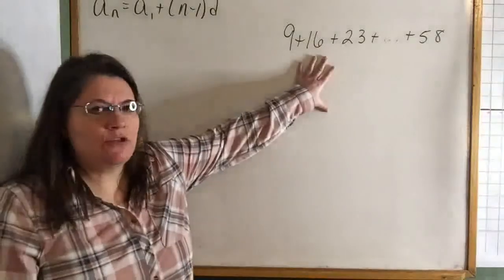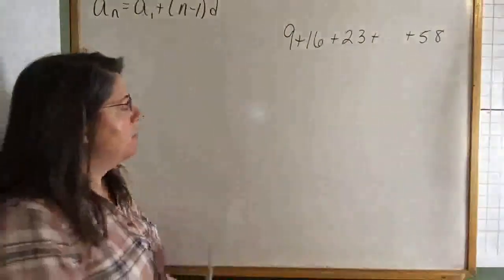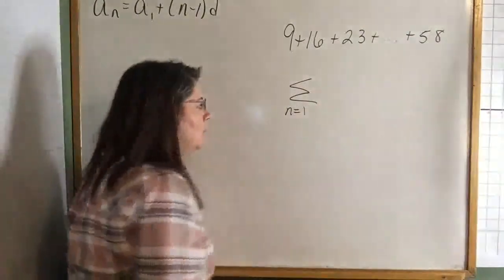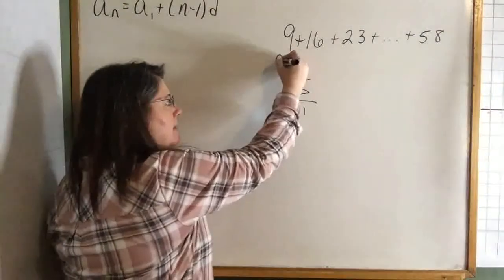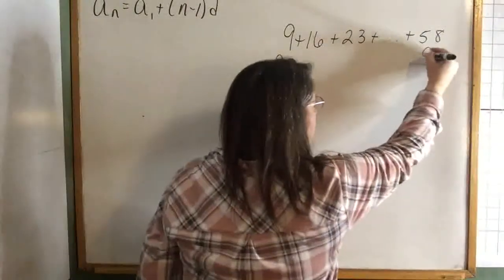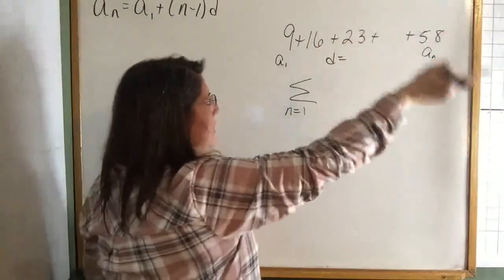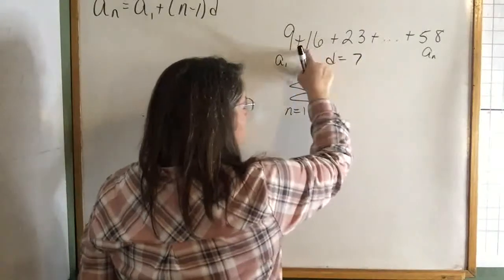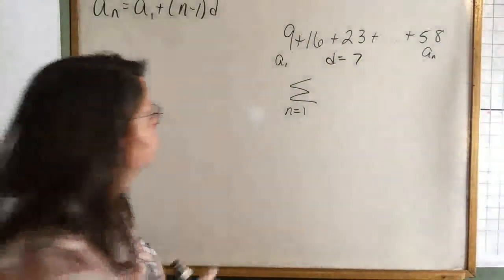Here they're asking us to write this arithmetic sequence in series notation. So I'm going to write my sigma. I always start with n equals 1, and then I write my formula. I know that 9 is a sub 1. I know that 58 will be my a sub n. My d value is what I add to get to the next term. 9 plus 7 is 16. 16 plus 7 is 23. So my d value is 7.